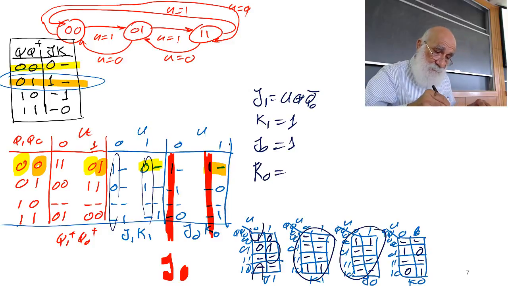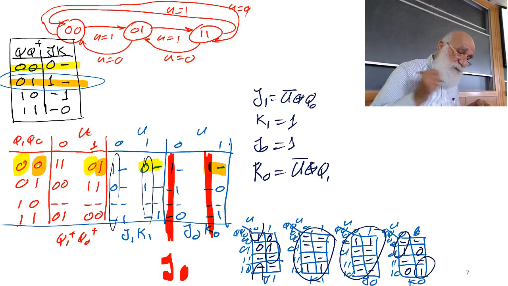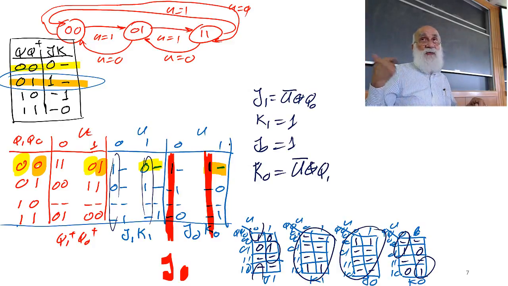K0 is, the good thing is that I found the XORs. K0 is U, Q1, U, Q1, and that's XNOR of U Q1. Remember I said that XNOR you can either complement one of the inputs or the output, and since both of these are XNORs, I put the complement on my U input. Now let's do the circuit.